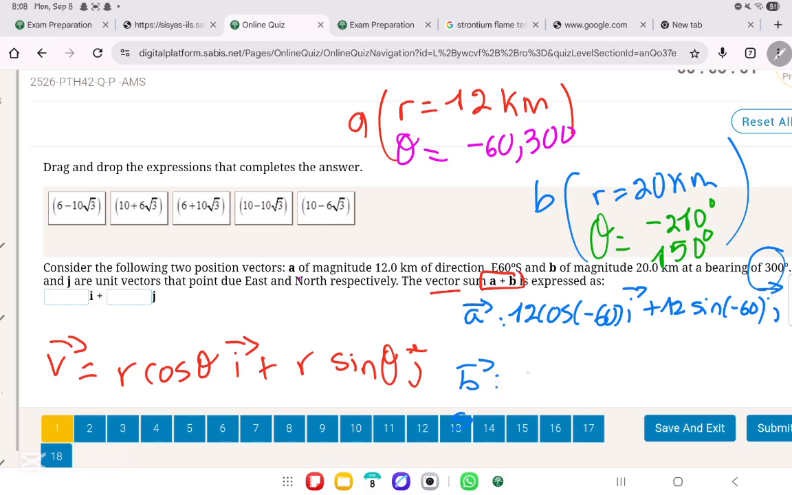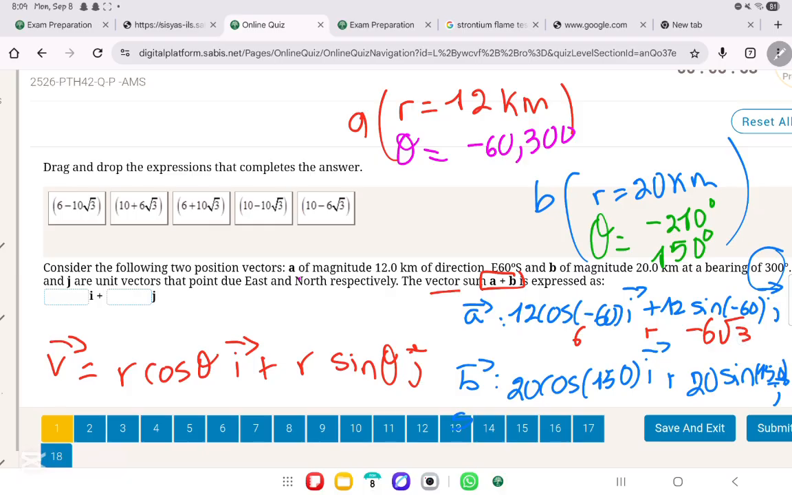Then for b, it's going to be 20 cosine 150 i plus 20 sine 150 j. Perfect. Now all we need to do is substitute them in the calculator. If you substitute 12 cosine minus 60, you will get an answer of 6. Plus, if you substitute 12 sine minus 60, you're going to get an answer which is minus 6 radical 3.